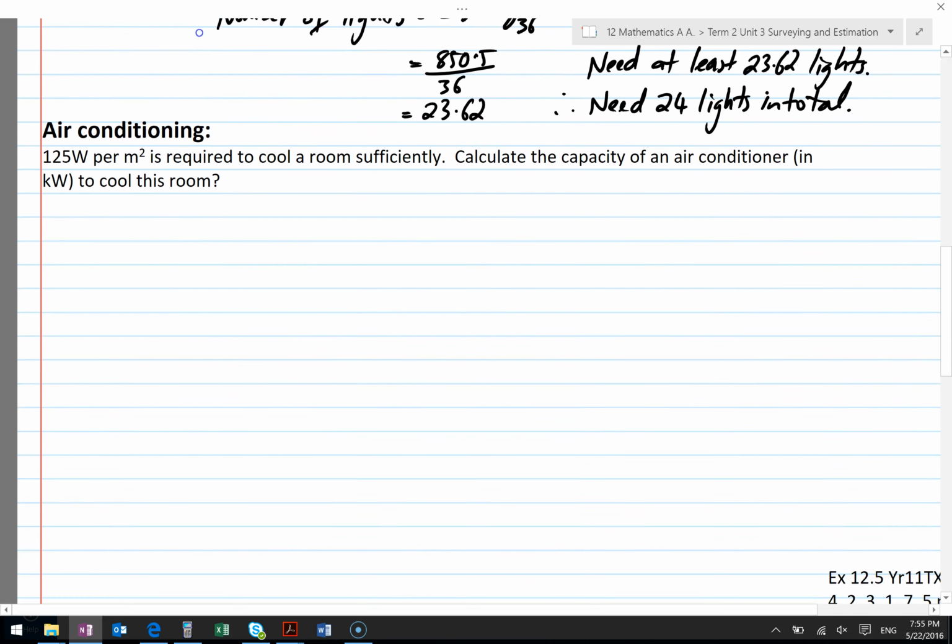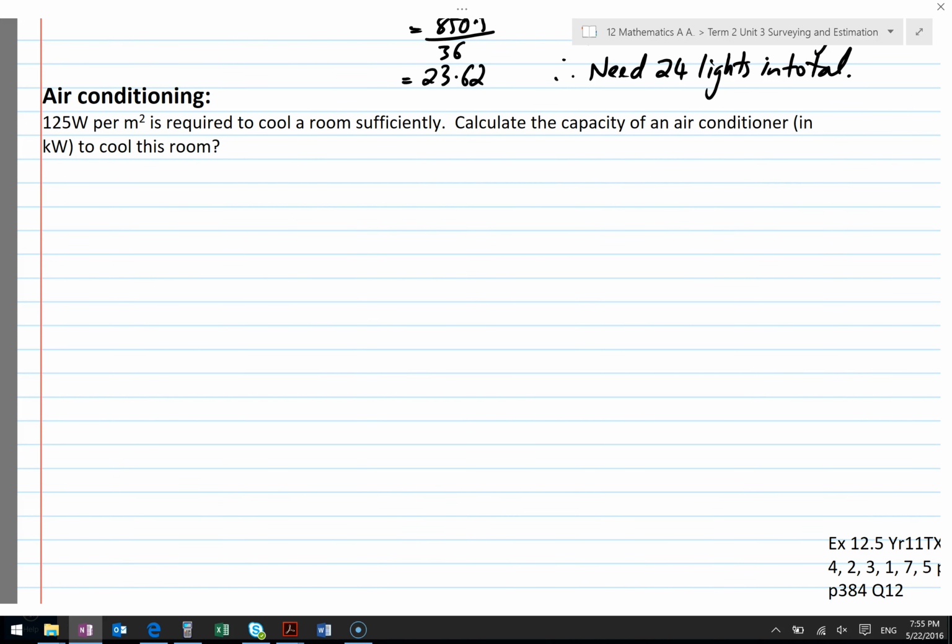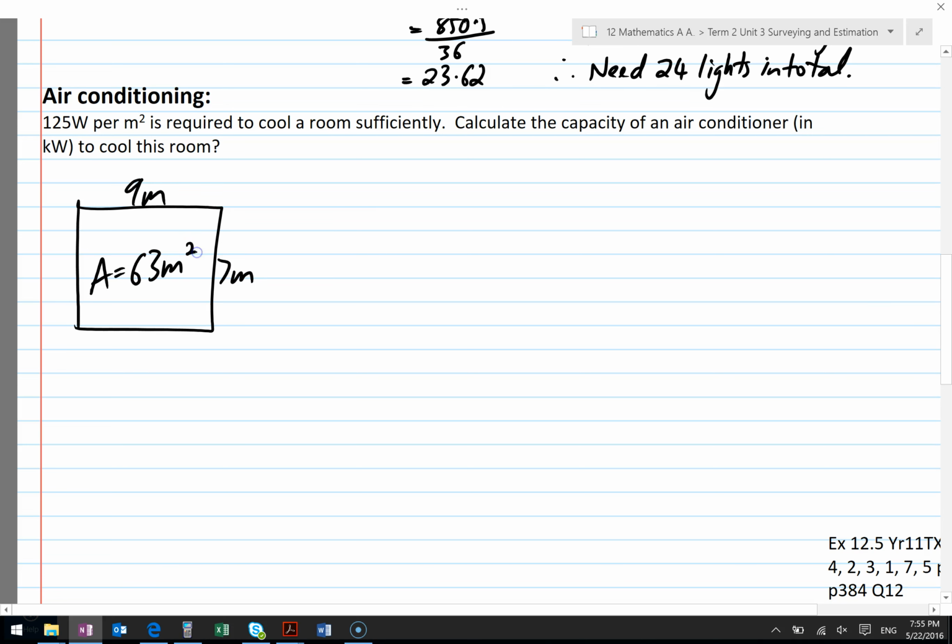Okay, the final one, air conditioning. 120 watts per meter squared is required to cool a room sufficiently. Calculate the capacity of an air conditioner to cool this room. So remember our room, again, 9 meters by 7 meters. So we've got an area of this room of 63 meters squared.